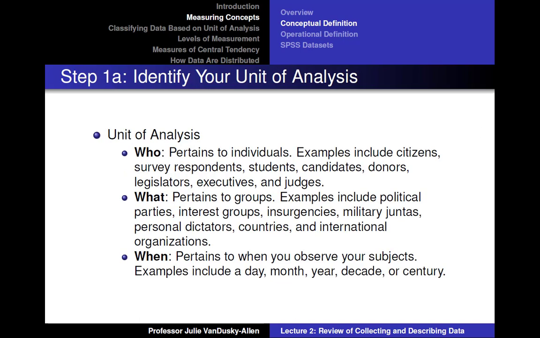The who of a unit of analysis could include a lot of different types of individuals or entities. It could be individuals such as survey respondents, students, candidates, legislators, or judges. The what of a unit of analysis could include a lot of different types of entities. It could be political parties, countries, or international organizations. The when of a unit of analysis tells us when the who or what existed in time. It could be in days, months, years, or even centuries.